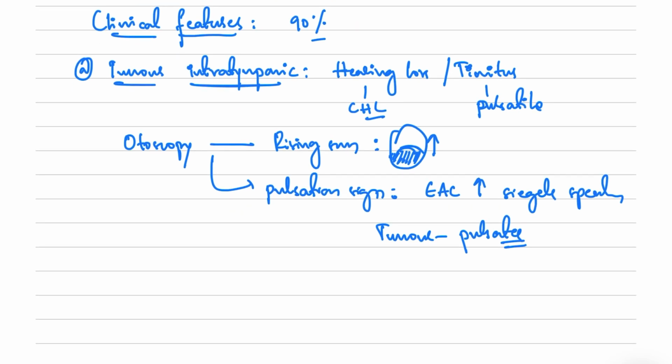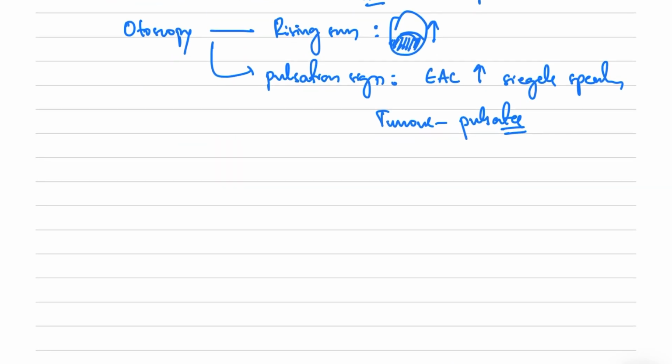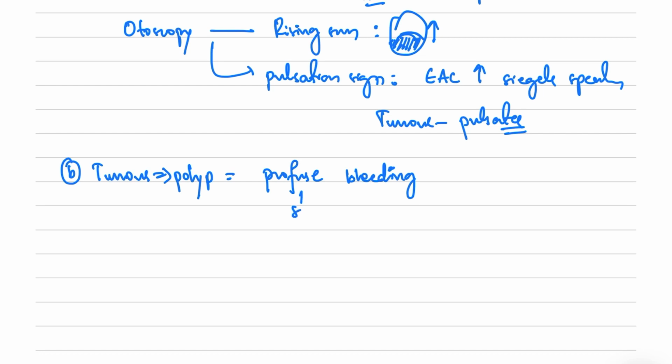Now next we'll look at what happens when the tumor presents as a polyp. What happens in this condition? The patient also experiences hearing loss and tinnitus, but the patient often gives a history of profuse bleeding. Since it's presenting as a polyp, the bleeding might be triggered by trauma, or it might be spontaneous.